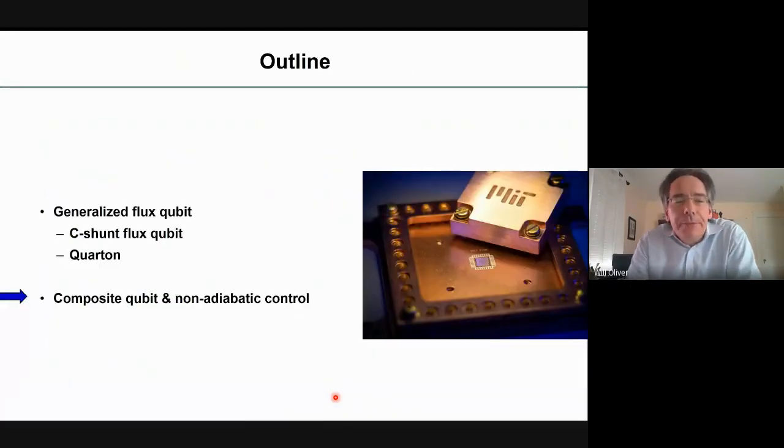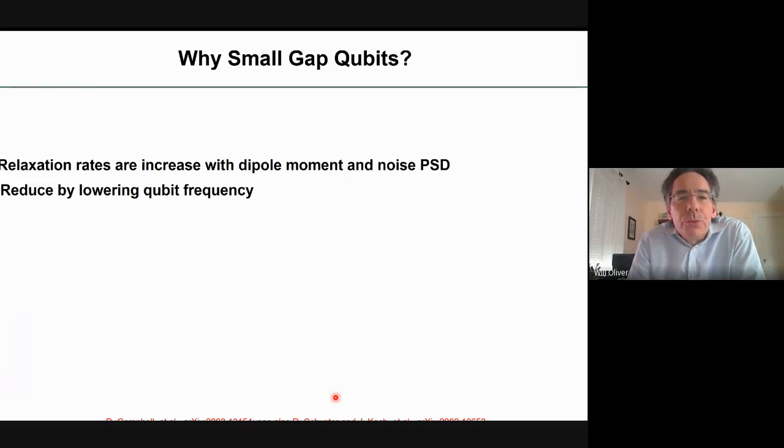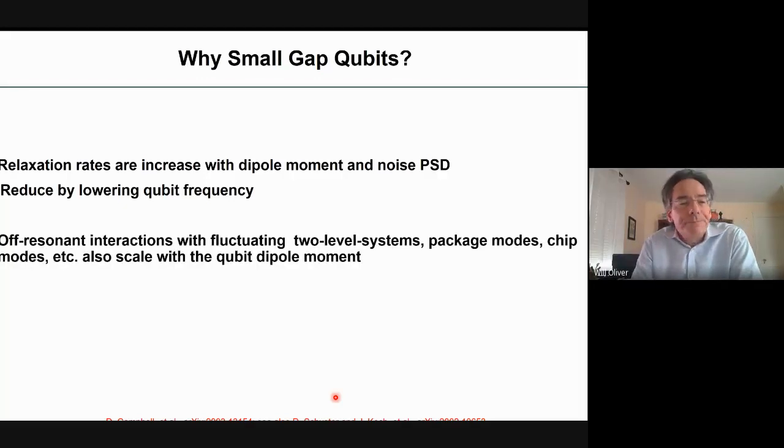So with that, I'm going to move on to a different topic, which is a different type of qubit called the composite qubit. So why would we be interested in small gap qubits? Well, we know, basically from Fermi's golden rule, that the relaxation rates are going to increase with dipole moment and noise spectral density. So if we reduce that by lowering the qubit frequency, then we're going to improve our decay rate, or improve our T1. So that's one reason.